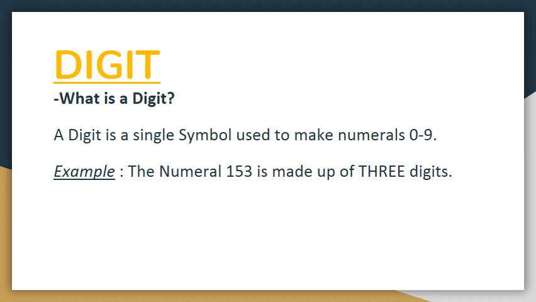First, I will teach you the word digit. Digits are the parts of a number. In other words, we can say that a digit is a symbol used to make numerals 0 to 9. For example, the number 153 has 3 parts, 3 digits, and we read it as 153.